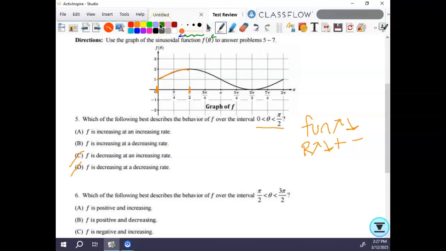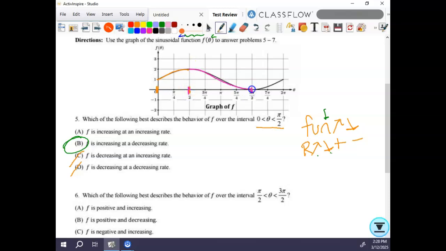So if I want to know if the rate is increasing or decreasing, I'm looking at the concavity. Is it concave up or down? Down. So that means the rate is doing what? Decreasing. Very good. Okay, we good with that? All right. So then we're looking at from pi halves to 3 pi halves, this right here.